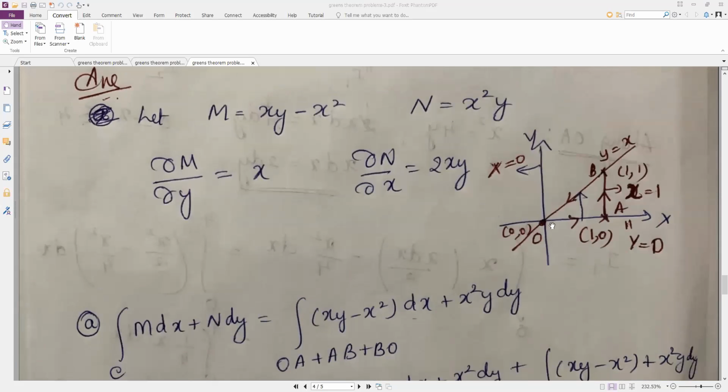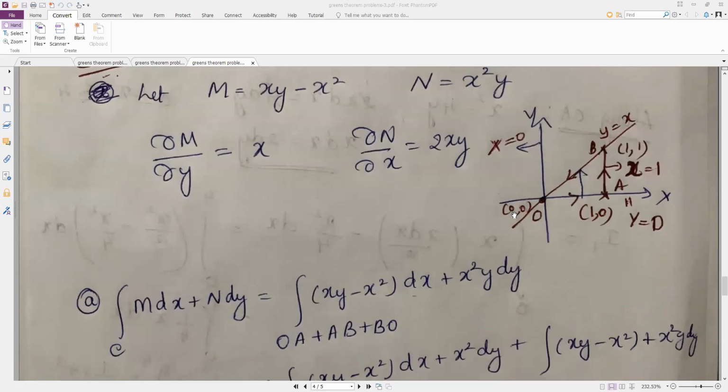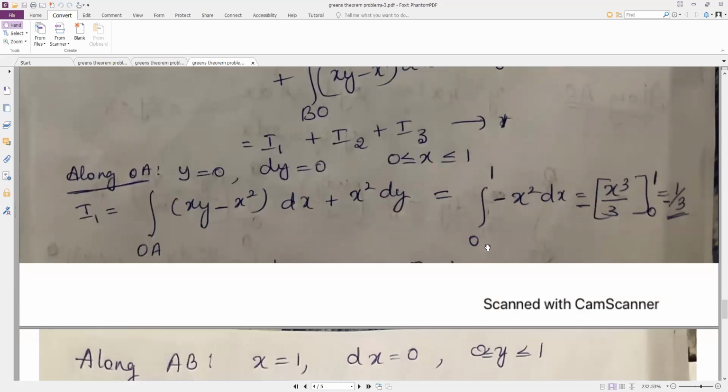Along OA, what is the equation of this line? We know y equals 0, so dy is also 0. Wherever there is y, put 0, and dy is also 0. So you get minus x squared dx. Now I need to put the limits for x. The x coordinate for this line goes from 0 to 1. The integral of x squared is x cubed by 3, so we get minus 1 by 3.